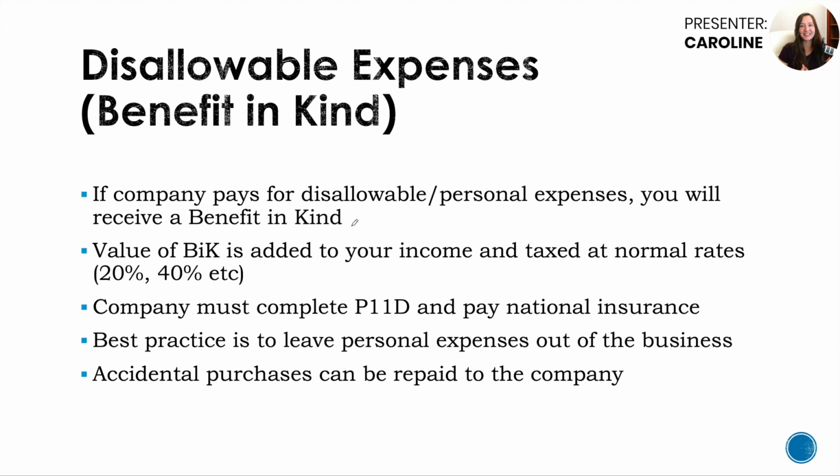On the contrary, disallowable expenses that create a benefit in kind, you will essentially receive income based on the value of the benefit that you receive. And this is going to be taxed at normal rates like 20 and 40%, so almost exactly like salary. Your company must complete a P11D and pay the appropriate national insurance on the benefit in kind. Best practice in this case is just to leave personal expenses out of the business. In most cases, you're actually going to be worse off with the benefit rather than just paying the extra tax to take the money out to pay for the thing.